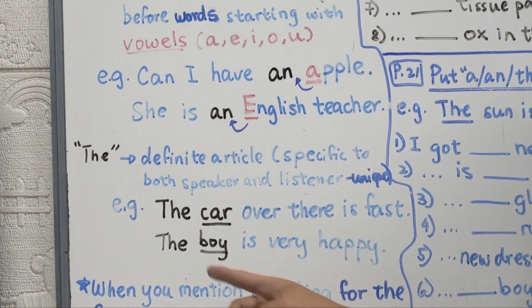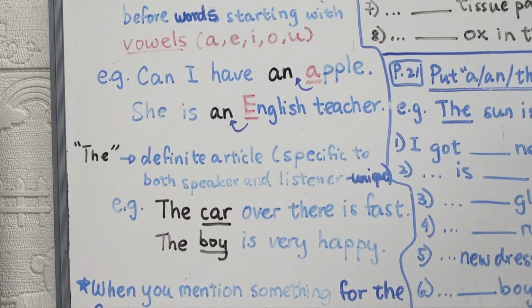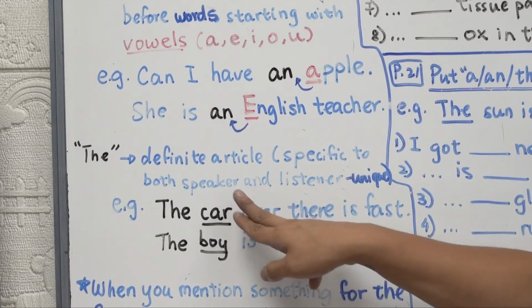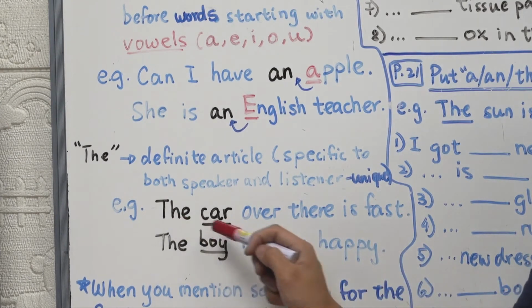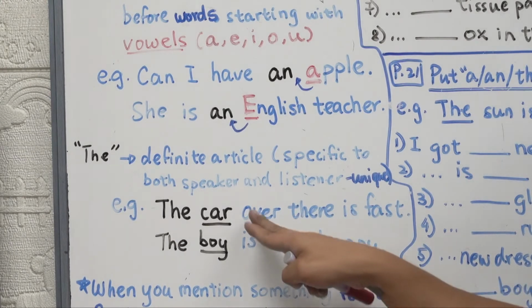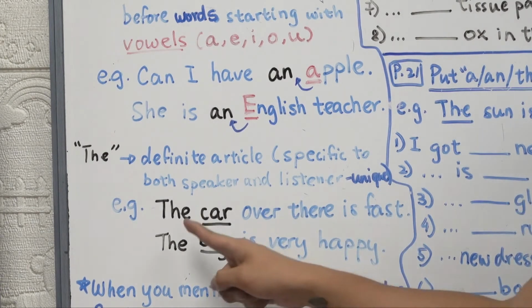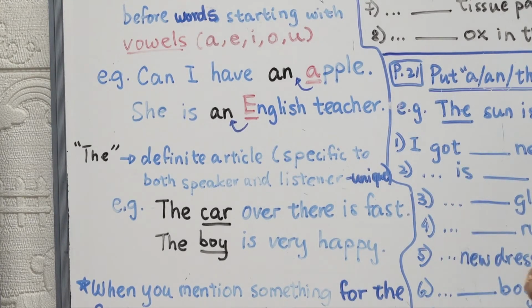A good example here is we have the car over there is fast. Now if we say a car is fast, if we remove this, if we say a car is fast, that means any car is fast. A car is fast. But here we put the car. The car, and you can still remove over there. The car is fast. That means we're talking about that one car that is fast. Very unique. Unique means one of a kind. The car is fast. One car. We are referring to one car.